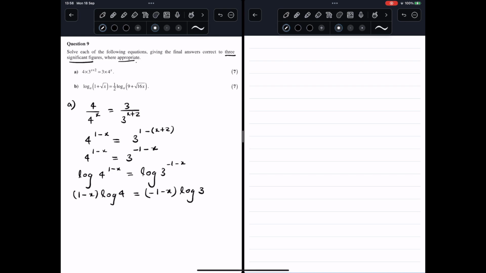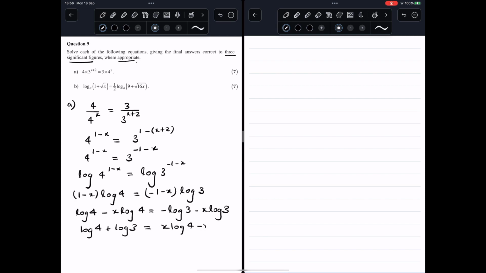From here, I'm just simply going to expand the brackets. So log 4 minus x log 4 equals minus log 3 minus x log 3. So now I'm just going to put my logs together and my x's on one side. So log 4 plus log 3 is equal to x log 4 minus x log 3. So from here, I'm going to take out the x common and divide by log 4 minus log 3.